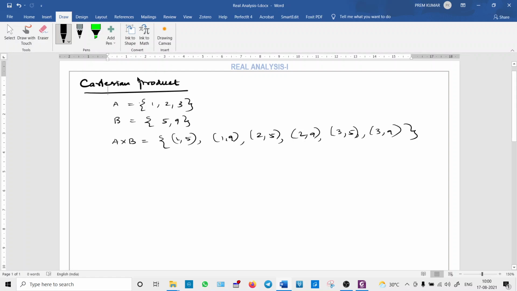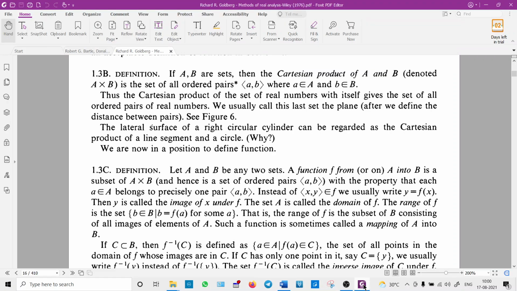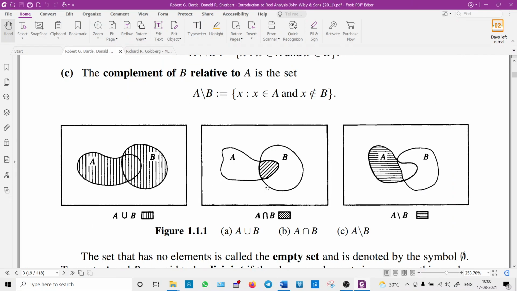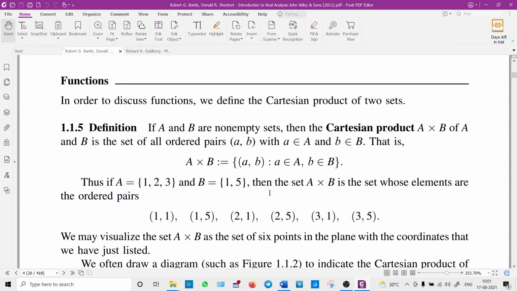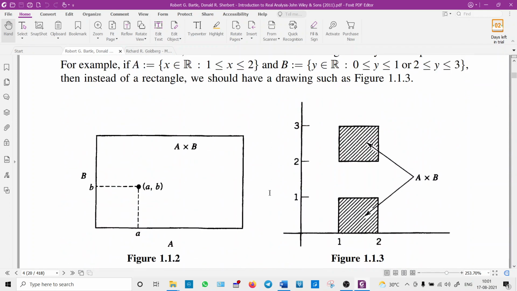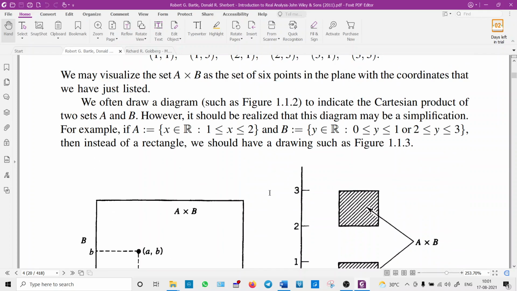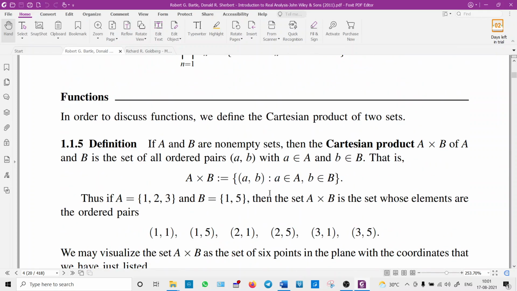Now how to visualize this? We will see that reference book now. This is the Robert Bartle book. We can refer to that book; it gives very good explanations. You can refer to this book also. I have shared it in the Google Classroom. You see here they have given some definition. You can write this definition also.